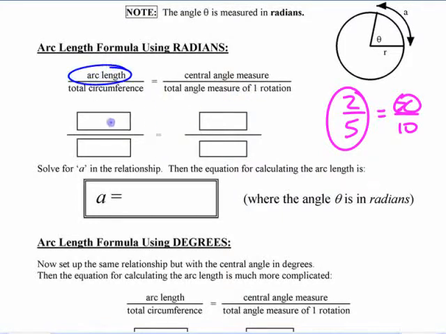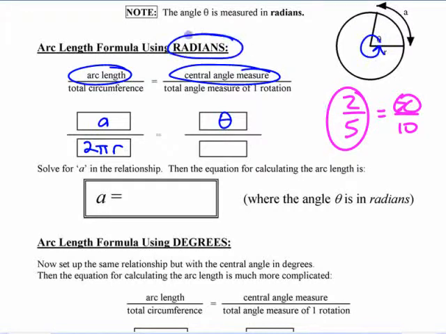The arc length, which is called A, over the total circumference, which is 2 pi r, pi times the diameter, or 2 pi r, should be equal to the central angle, which we're calling theta, over whatever one full turn is. If we're using radians, how do you write a full turn? What's a full turn if we're using radians? 2 pi, right? This is 2 pi here.